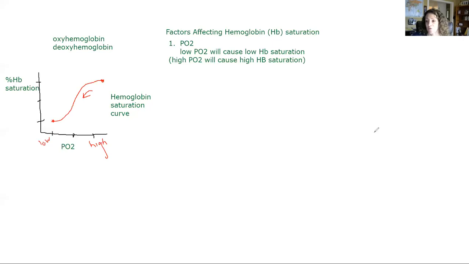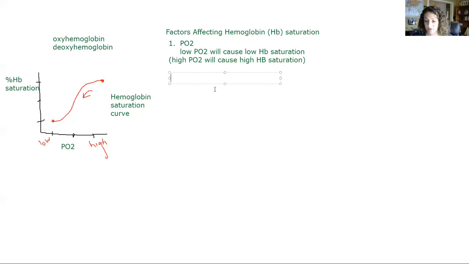Okay, questions on the hemoglobin saturation curve or how PO2 affects hemoglobin saturation? CO2 is high at the lungs, and then it decreases as it's approaching the exercising muscle. That's exactly right. For the graph on both sides is low, medium, and high, correct? Correct.